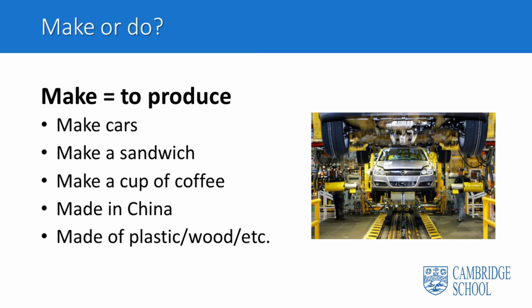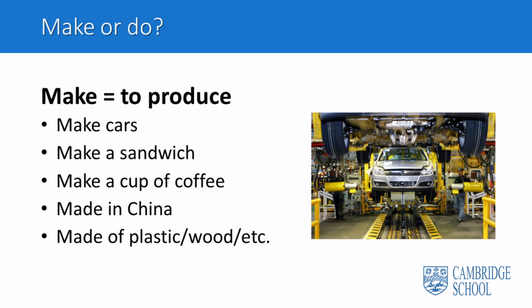We're going to start with make. Make meaning to produce. For example, you can make a car in a factory, and in your kitchen you can make a sandwich or make a cup of coffee. Now all three of those have a product at the end of them, and you're thinking really about the product, not the process of making them.